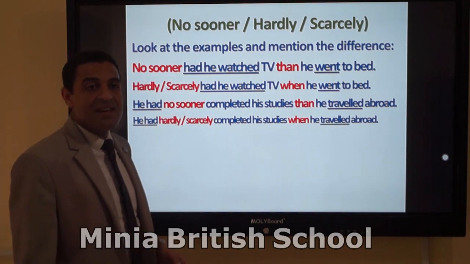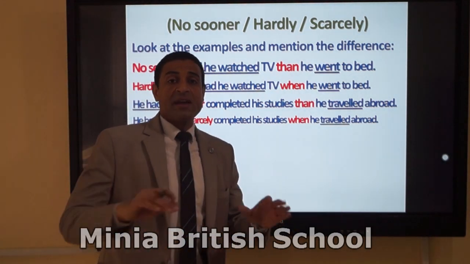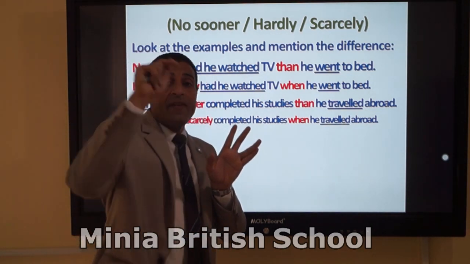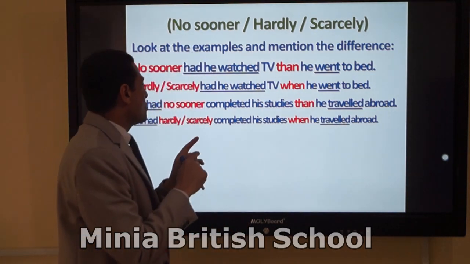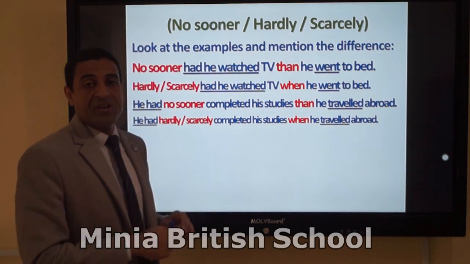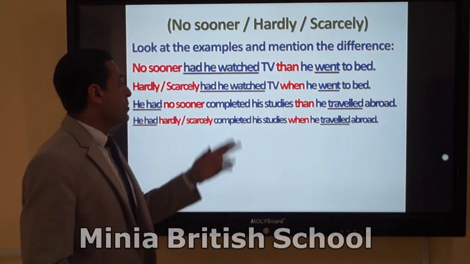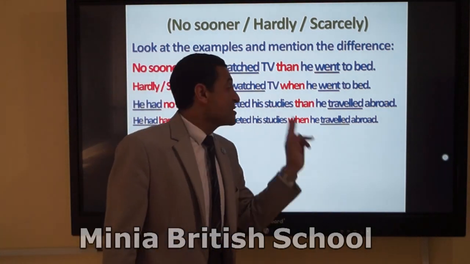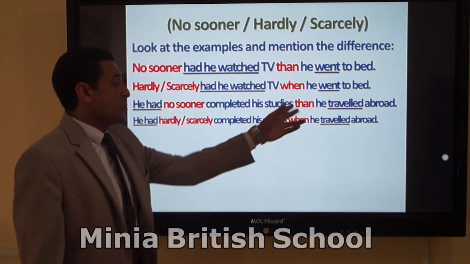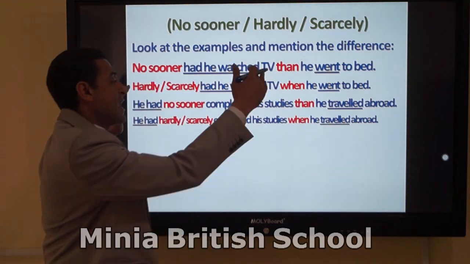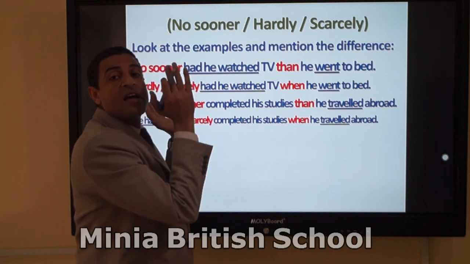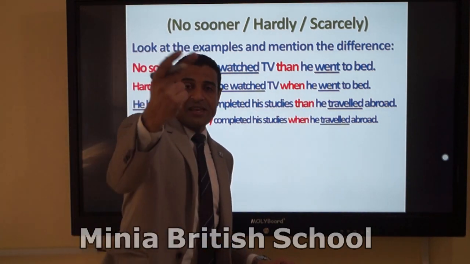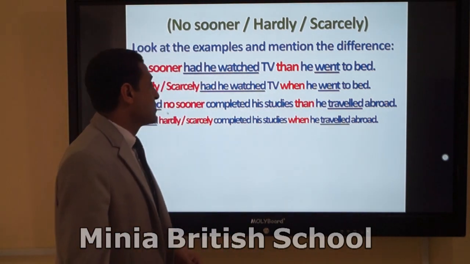So here, as you can see, if you start your sentence in a regular way, subject and verb, you will say he had, and then don't use the past participle, but use no sooner. Then use the past participle form of the verb. He had no sooner completed his studies than he traveled abroad. So it's the same: the part that has no sooner must have the past perfect tense, and the second action is the past simple.